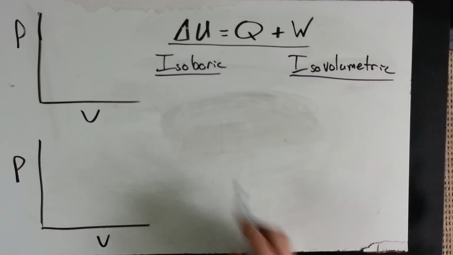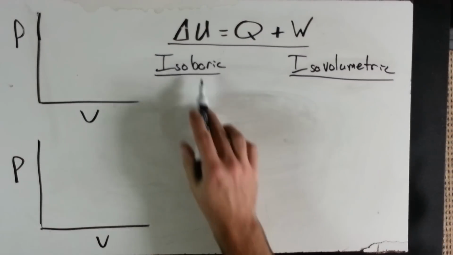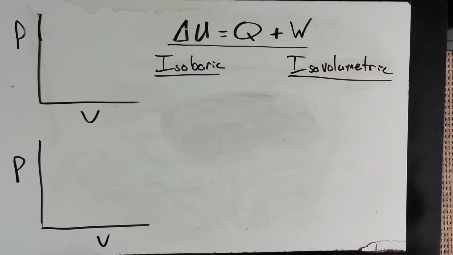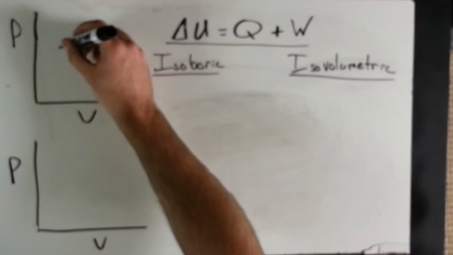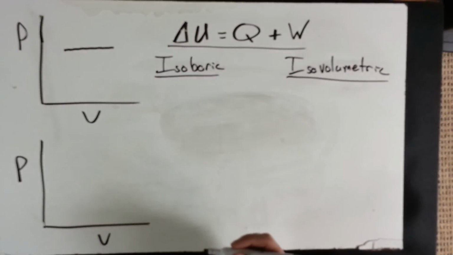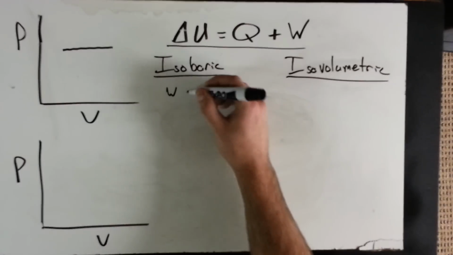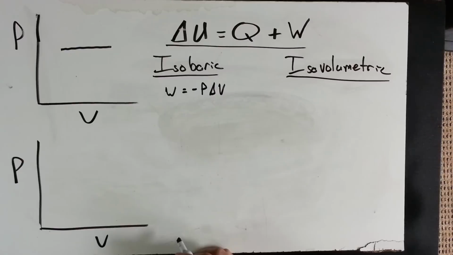And isobaric, iso meaning same, baric meaning pressure. Think of it like a barometer. It means that the pressure remains constant. So on your PV diagram, if you have constant pressure, it's just a straight line across the x-axis. So if that's true, then the work done by this gas is equal to negative P delta V.